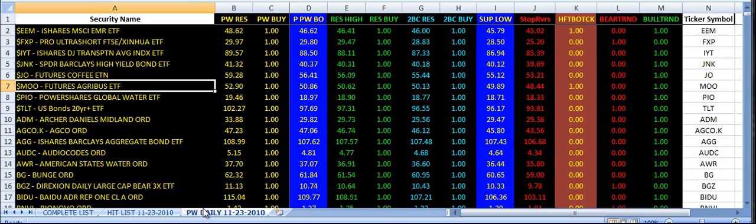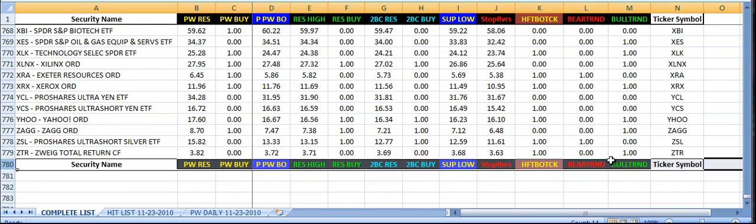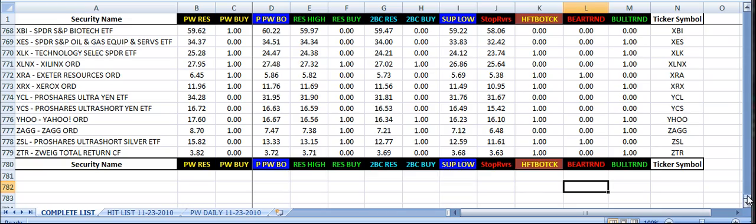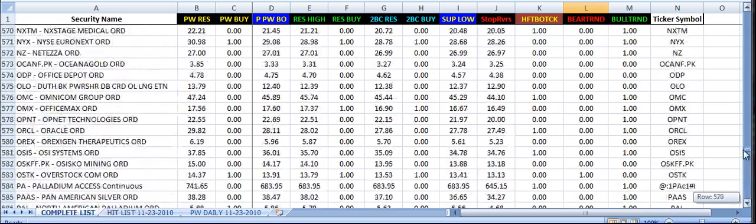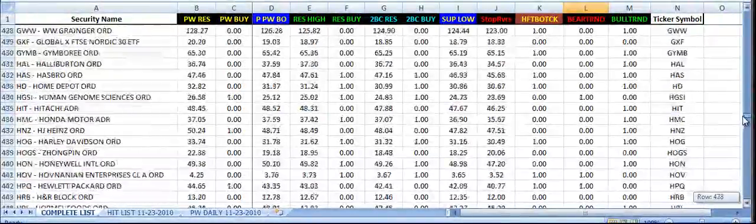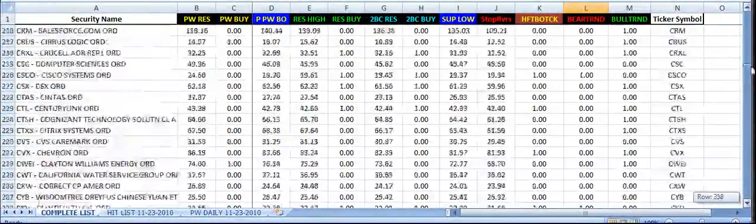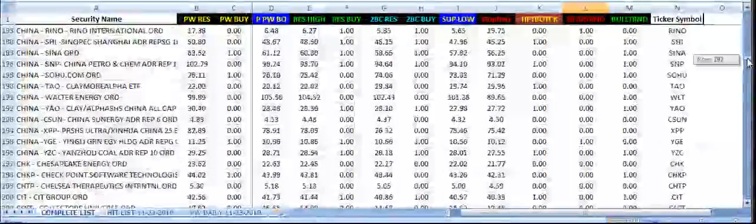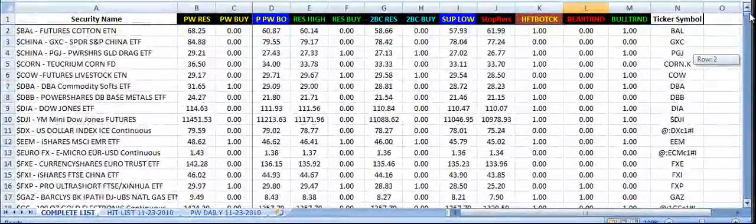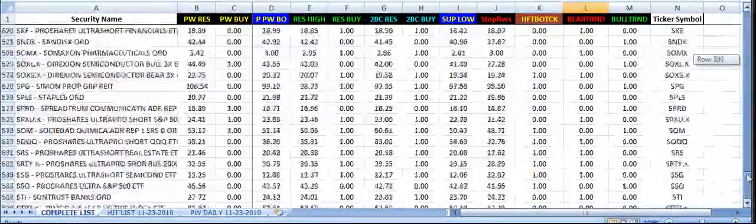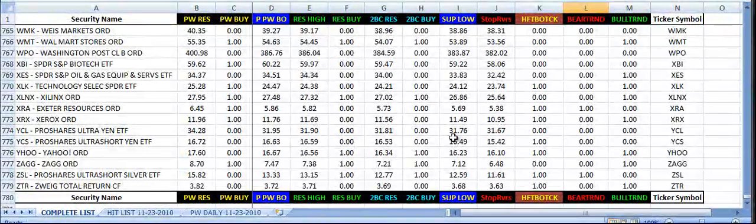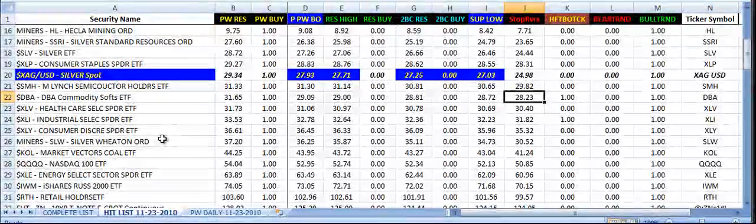Now, the complete list is an alphabetical listing of all the securities that are being covered in the system. The number of securities being covered in the system will vary from time to time. Sometimes it will be very limited. Other times there will be quite a few things on here. It just depends.